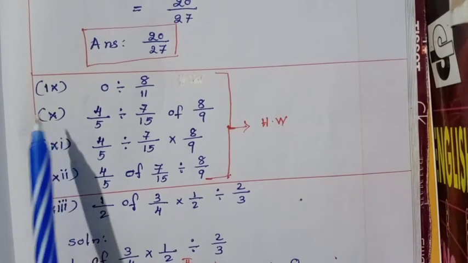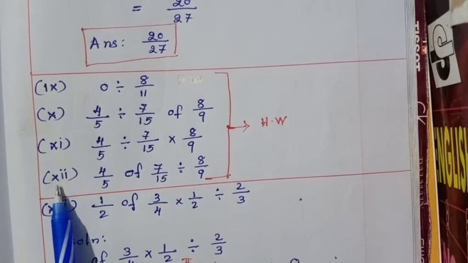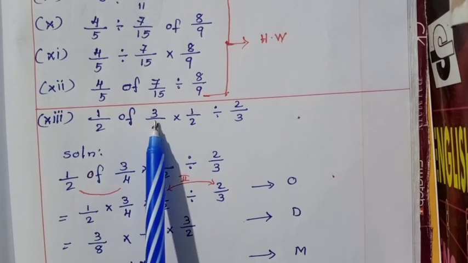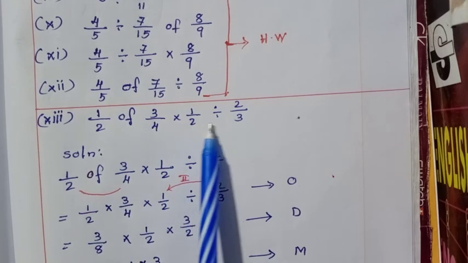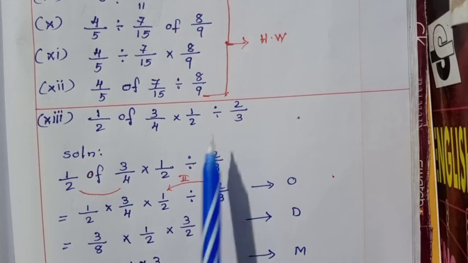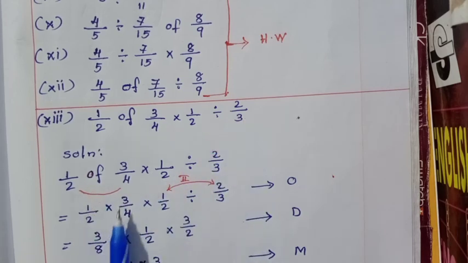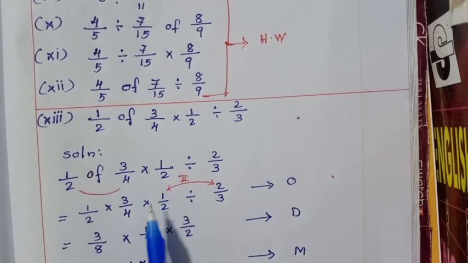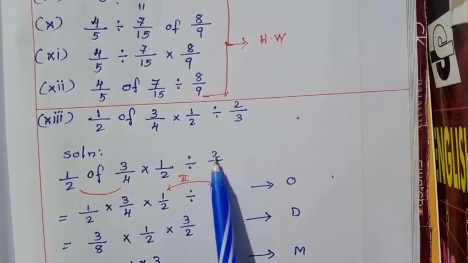Next, numbers 10, 11, 12, do as homework. 13: next, 1 by 2 of 3 by 4 into 1 by 2 divided by 2 by 3. So first calculation is "of". 1 by 2 of, changing and writing into, 3 by 4 into 1 by 2, division symbol, 2 by 3.